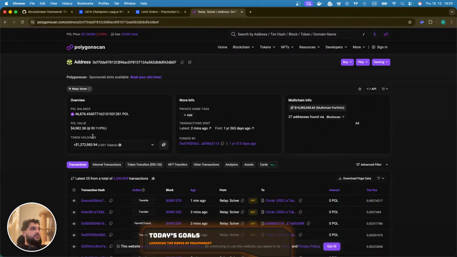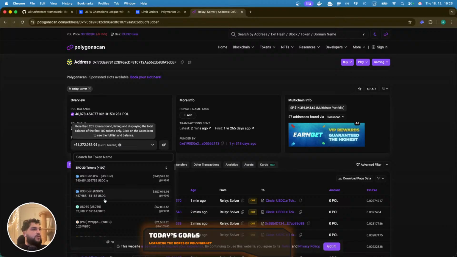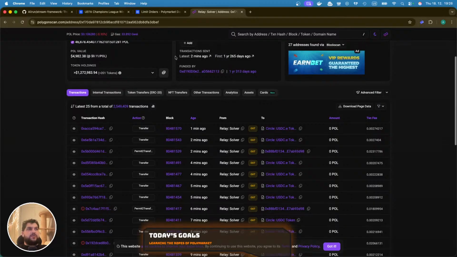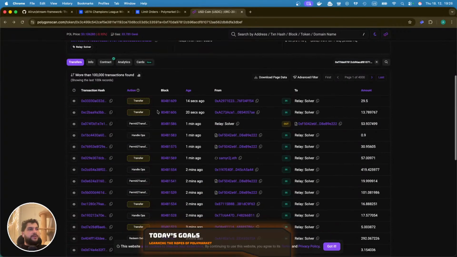I wonder why it only holds 1.2 million if all the volumes are much higher. Probably they are getting locked somewhere. We will figure this out later.